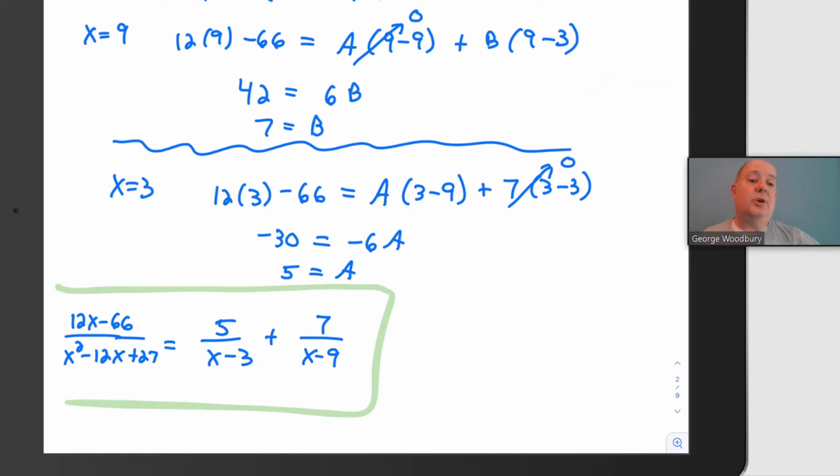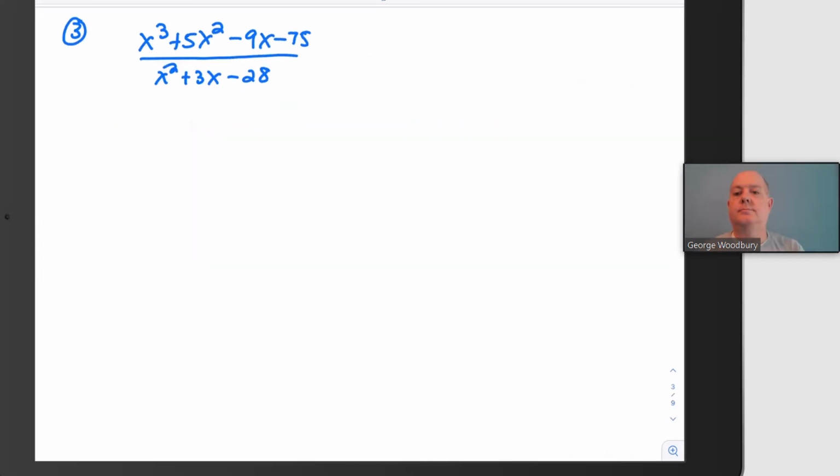One last example in this video. What we've seen so far is that the numerator has had a smaller degree than the denominator. But if the degree of the numerator is equal to or greater than the degree in the denominator, we need to divide first to pull out the quotient, and then we'll use partial fraction decomposition on the remainder.